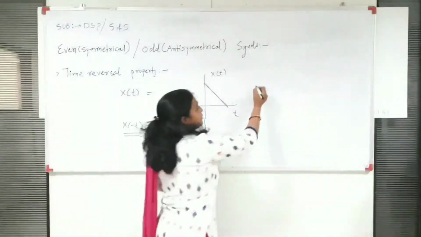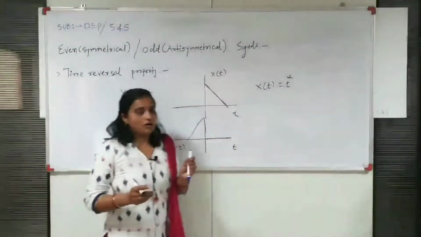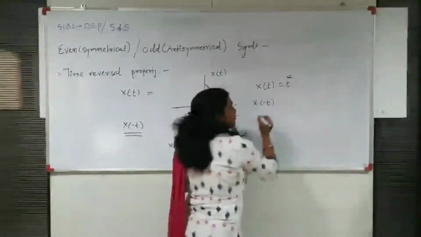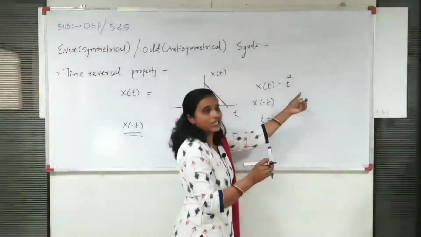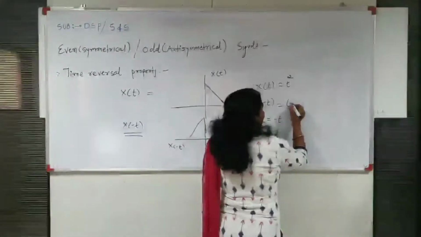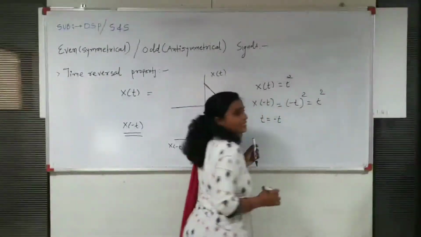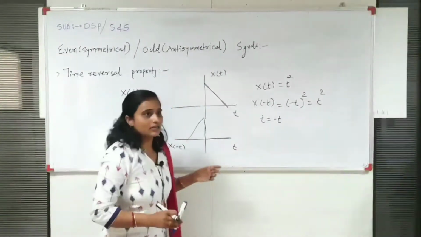But suppose the equation is given, x of t is equal to t square. To represent the time reversal signal x of minus t, we just put t equal to minus t in our original equation. So here, instead of t we put minus t, and minus t square is nothing but t square. So that's the time reversal property of the signal.